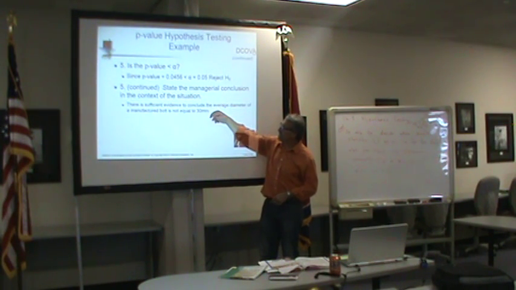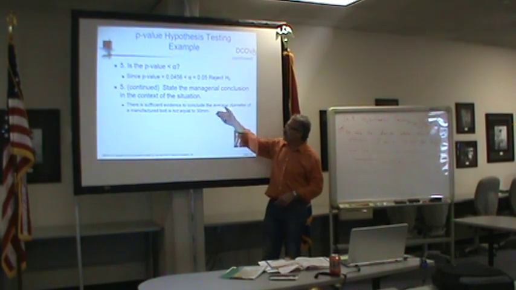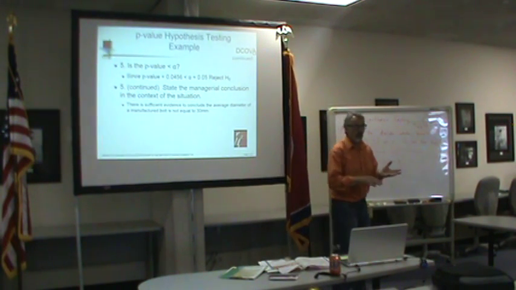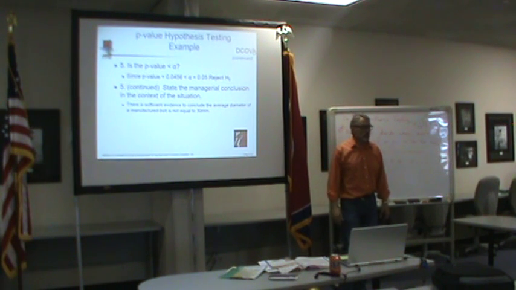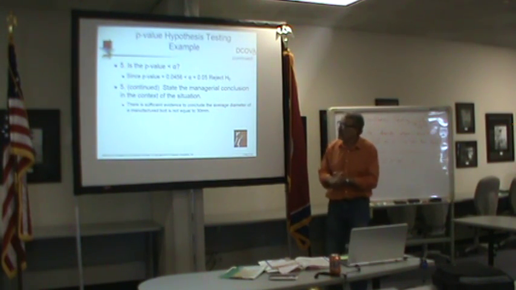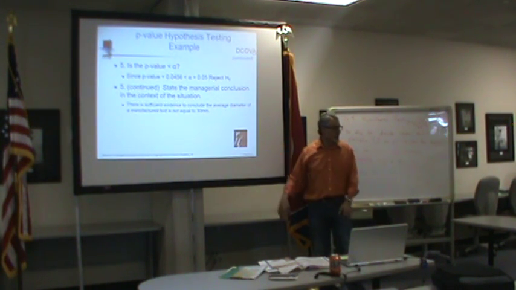So state the conclusion again. There's sufficient evidence that concludes the average diameter is not equal to 30. So the P and the critical value, same thing. Just how are you going to express this conclusion? With the comparative critical value or comparative percentage. And you can see how that has value.